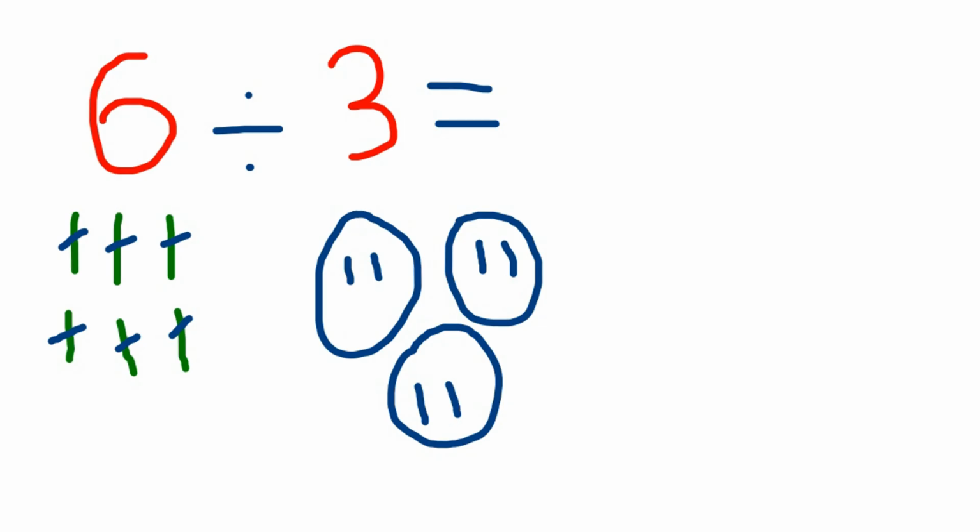Now let's count the lines inside each circle. 1, 2. Great job! There are 2 lines in each circle. So 6 divided by 3 equals 2. Wow, that was super easy and fun.